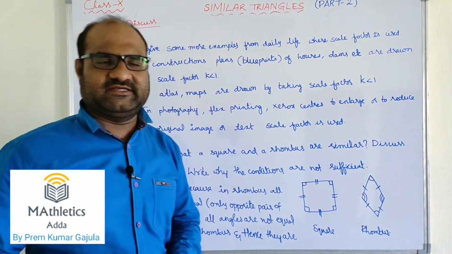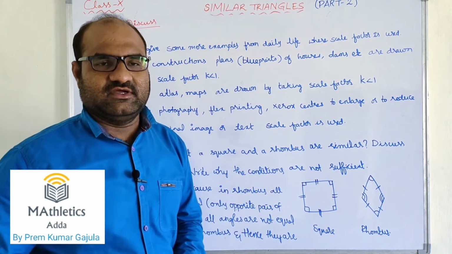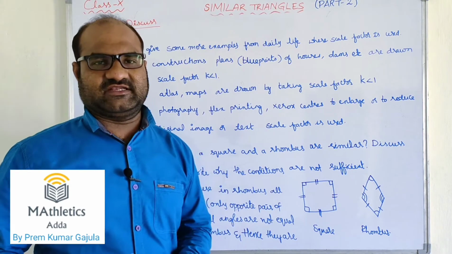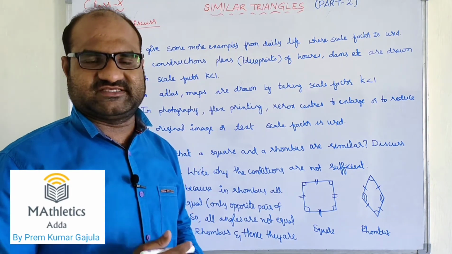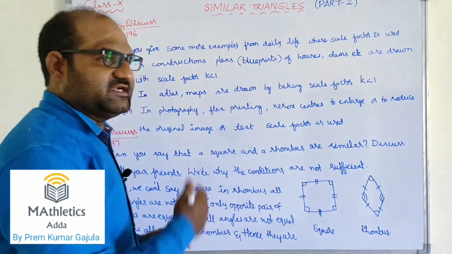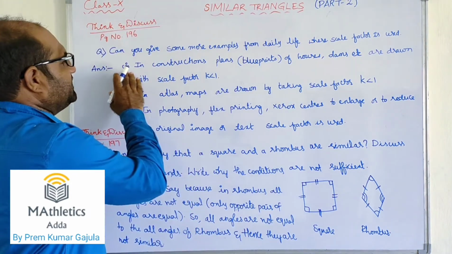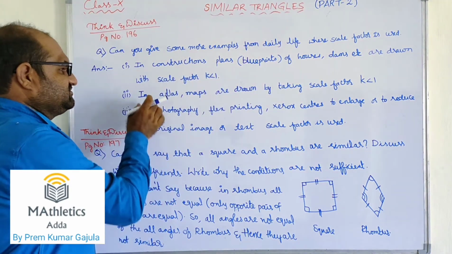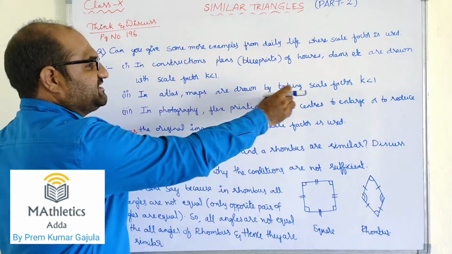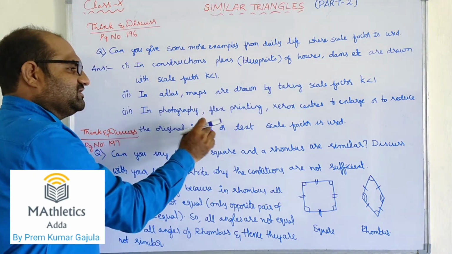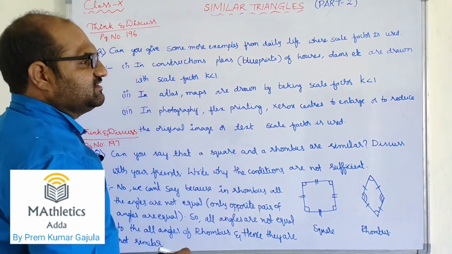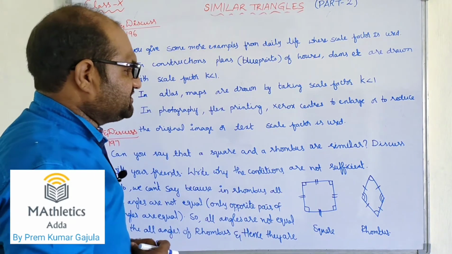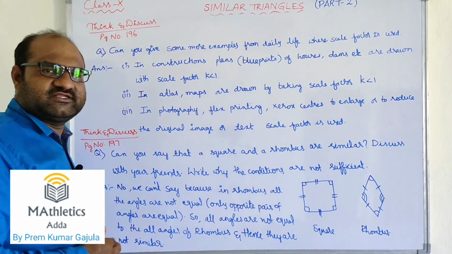We have already completed scale factor in the part 1 video, and where and how it is used with scale factor less than 1, greater than 1, and equal to 1, with some examples we have seen clearly. Now let's try the same. In construction plans, blueprints of houses and dams etc., scale factor is used. In atlas, maps are drawn by taking the scale factor less than 1. In photography, flex printing and Xerox centers, scale factor is used to enlarge or to reduce the original image or text. Okay, now let us look at the next question.